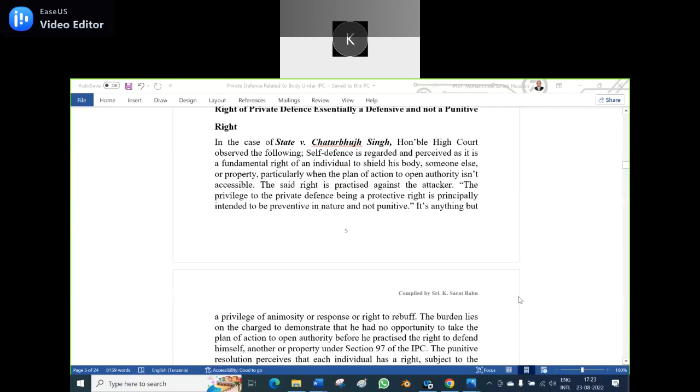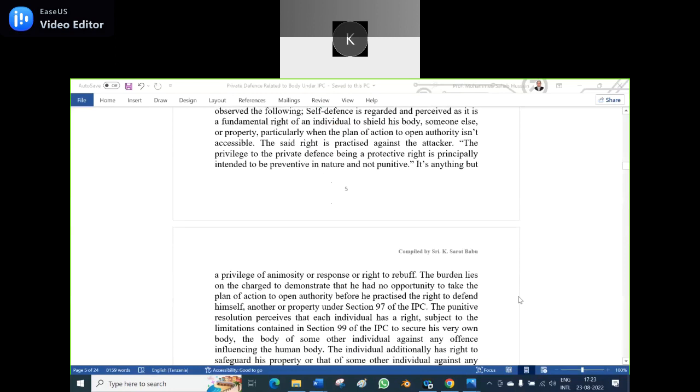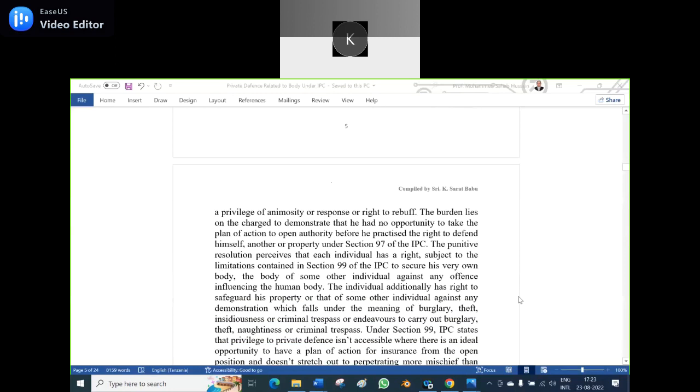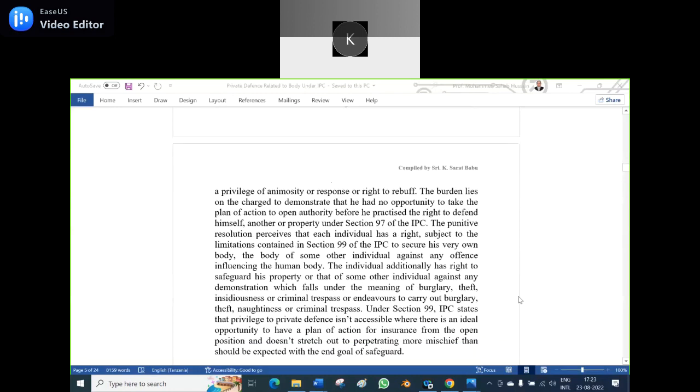The privilege to private defense, being a protective right, is principally intended to be preventive in nature and not punitive. So it is anything but a privilege, animosity, or response or right to rebuff. The burden lies on the accused to demonstrate that he had no opportunity to take recourse to open authority before he practiced the right to defend himself or another or property under section 97 of the IPC. So if the court asks, the burden of taking self-defense lies upon the accused, according to section 97 of the IPC.